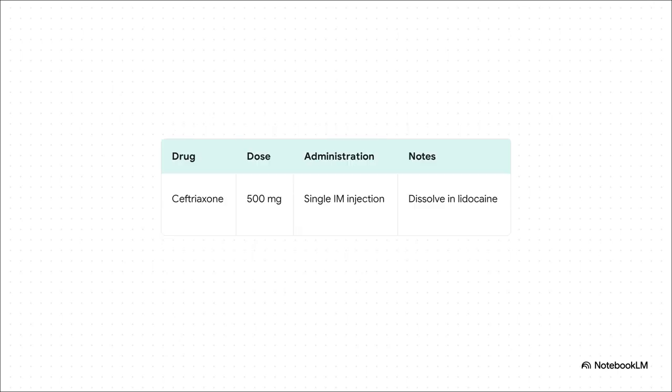For uncomplicated gonorrhea, the standard of care is a single 500 milligram IM shot of ceftriaxone, which you'll mix with lidocaine to make it a bit more comfortable. And again, this is exactly why that pretreatment culture is so important, to make sure this powerful monotherapy is actually going to work for the specific strain your patient has.